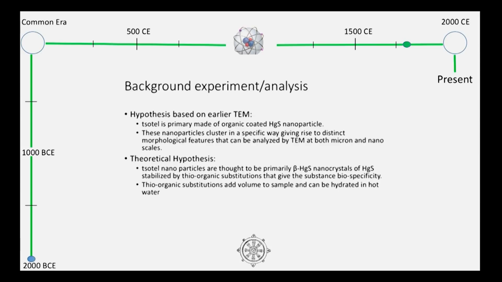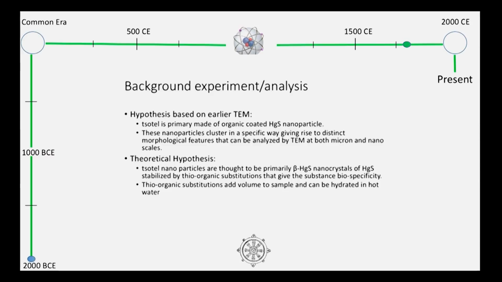So this is the basic experimental design, our hypothesis. We had this in this most recent analysis. So I'm going to show you some data that we just collected, and our hypothesis is that it's primarily made of these organic-coated HgS nanoparticles. That's important because that actually gives us the property of hydration, and they cluster in a specific way, giving rise to the distinct features that we can analyze by TEM at both the micron and the nanoscales.